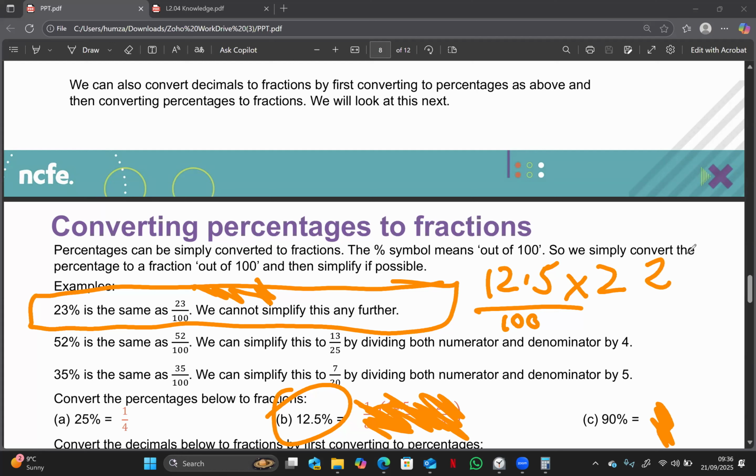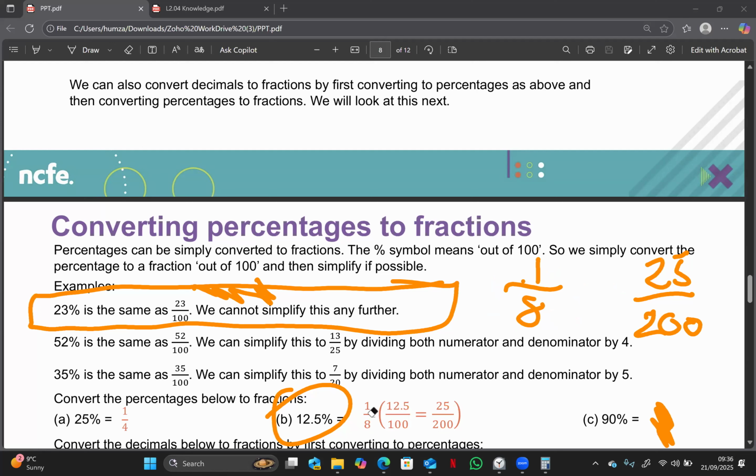25. But we need to also times this by 2 as well. So what does it become? 200. Exactly. So the answer is 25 over 200. Now, like I said before, can any number go into 25 and 200? Can we divide both? 25 goes into 25 by 1. Yes. And 200 by 8. Yes, exactly. So the answer is 1 over 8. Yes.